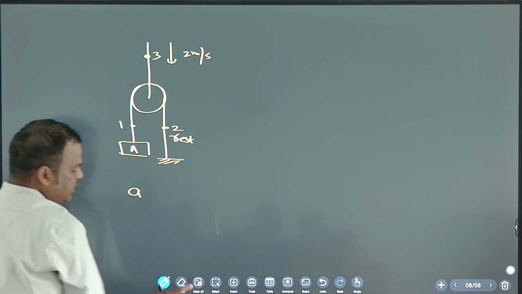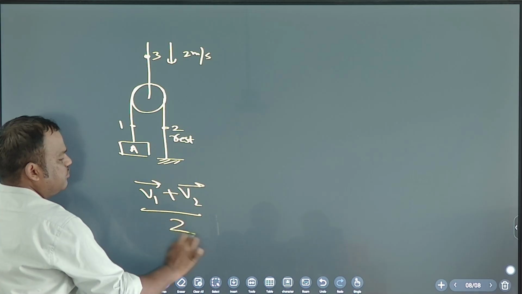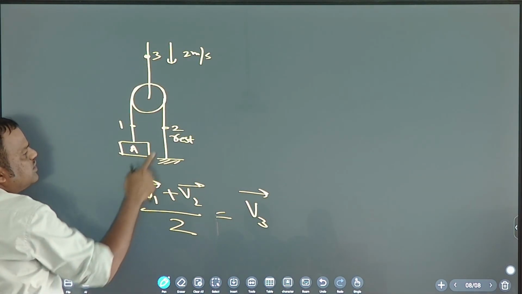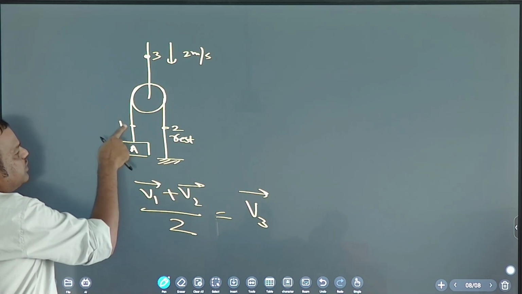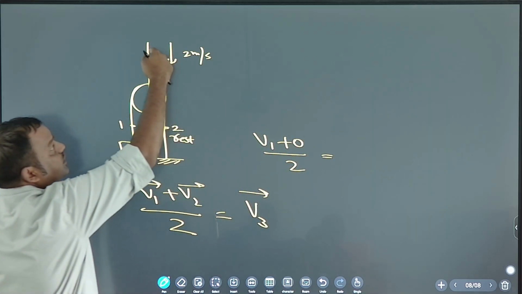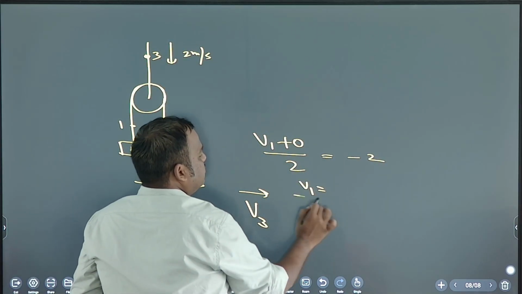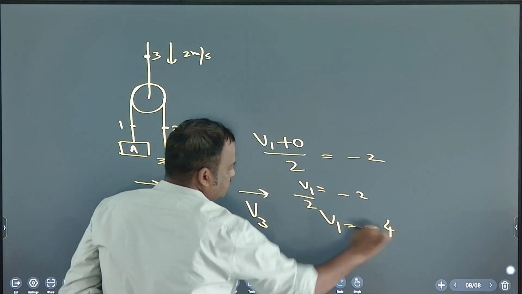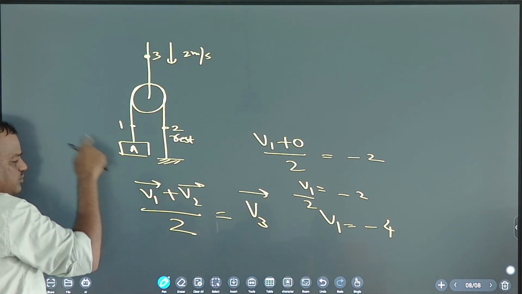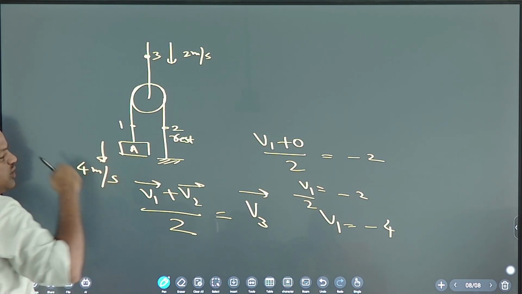How to relate velocity? Same formula like acceleration. V1 vector plus V2 vector by 2 is equal to V3 vector. The velocity of 2 is 0. V1 you have to find. So V1 plus 0 by 2 is equal to V3. What is V3? Downward. So V1 by 2 is minus 2, so V1 is equal to minus 4. Suppose point 3 is going down with 2 meter per second, then point 1 will go down with 4 meter per second.